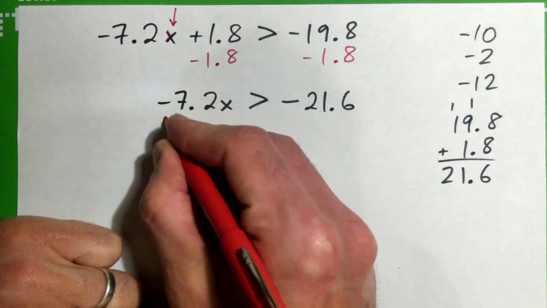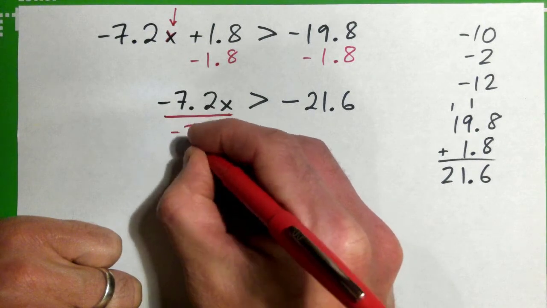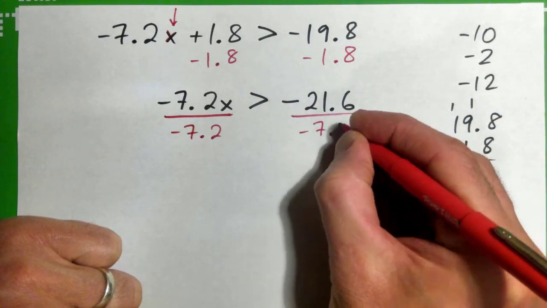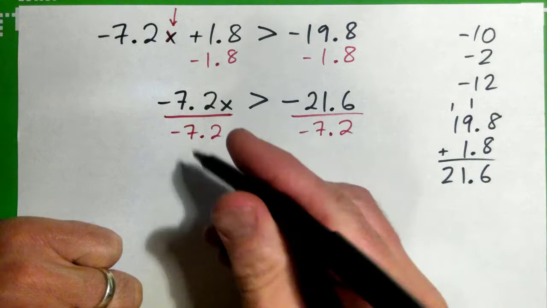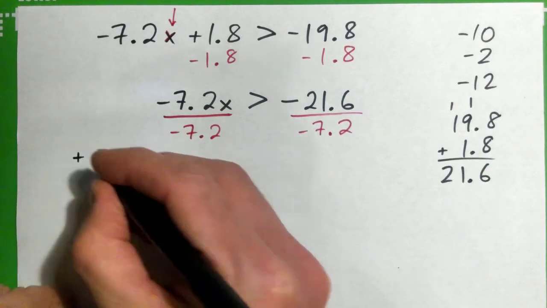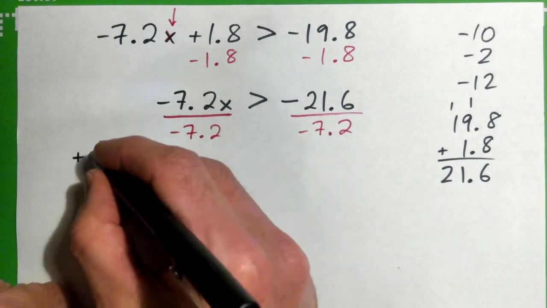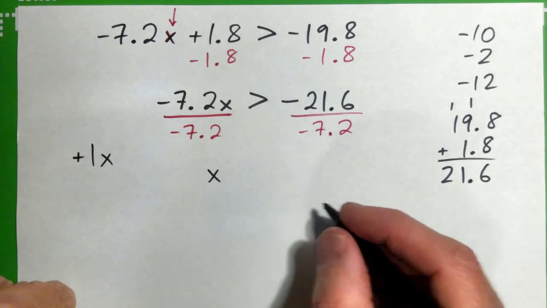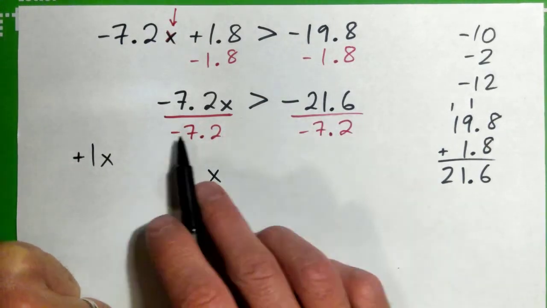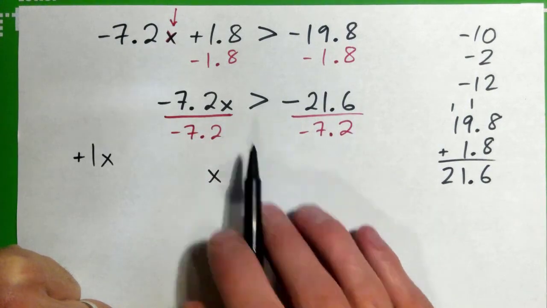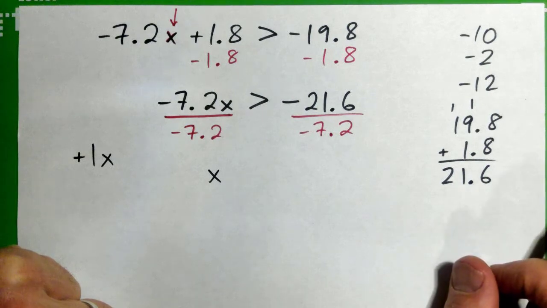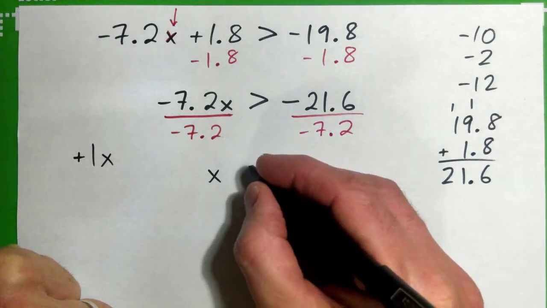Okay, so x is being multiplied by negative 7.2. To get it on its own, we need to divide by negative 7.2, correct? Now, on the left here, negative over negative is positive. 7.2 over 7.2 is 1, so I just have positive 1x, or just x, right? Now, I'm dividing both sides by a negative, so what should we do with the inequality sign? Stay the same or change direction? It would change direction, right?